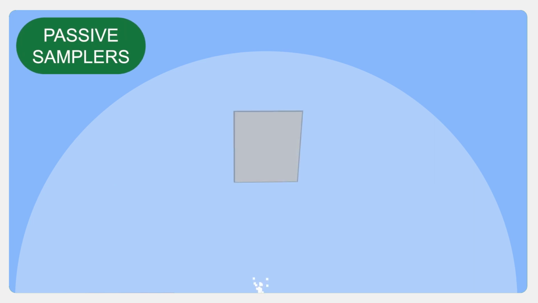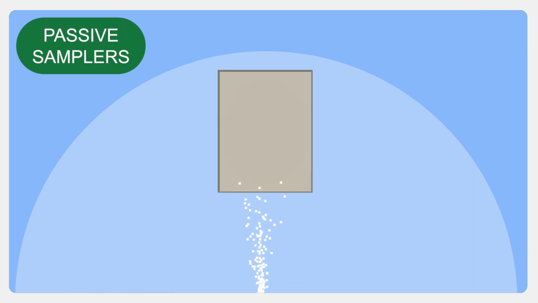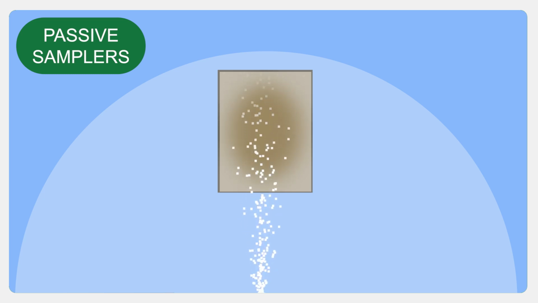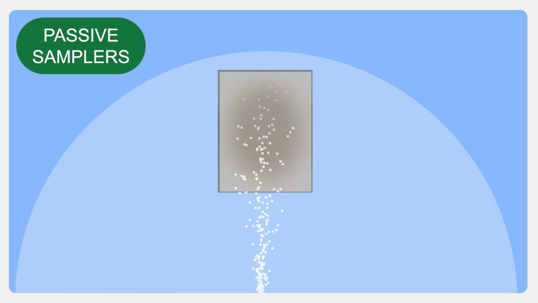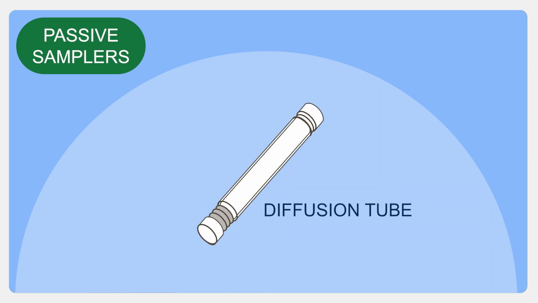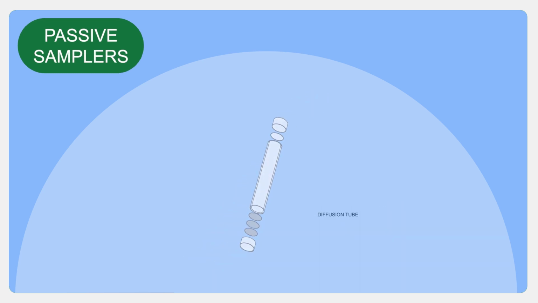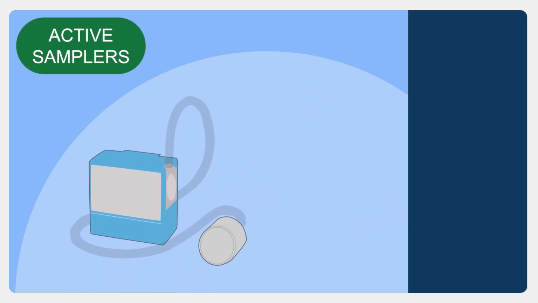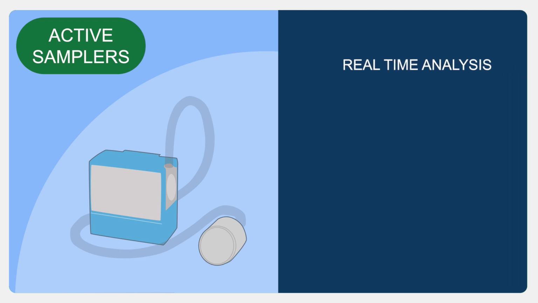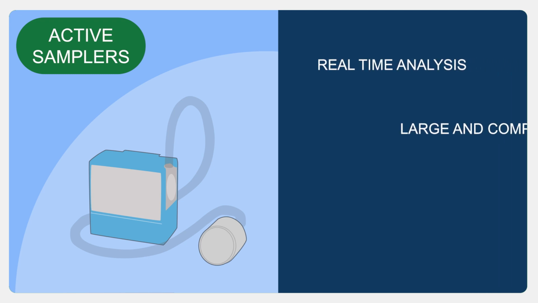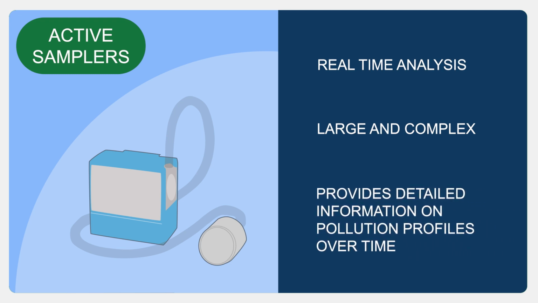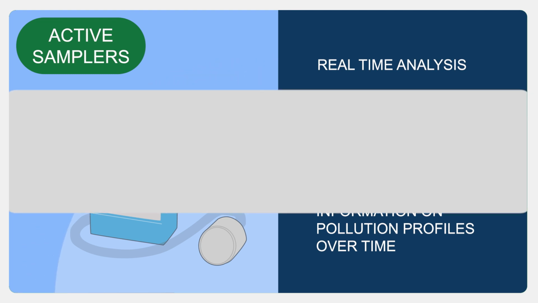Passive samplers allow air to diffuse over a sorbent material. Pollutants absorb onto the material, where they accumulate and can then be extracted for analysis. Diffusion tubes, for example, are a low-cost passive sampling technique for monitoring, for example, nitrogen oxides. Active samplers, where air passes through a device and is analysed in real time, tend to be larger and more complex due to the need for pumping equipment as well as the detectors, but provide detailed information on pollution profiles over time.